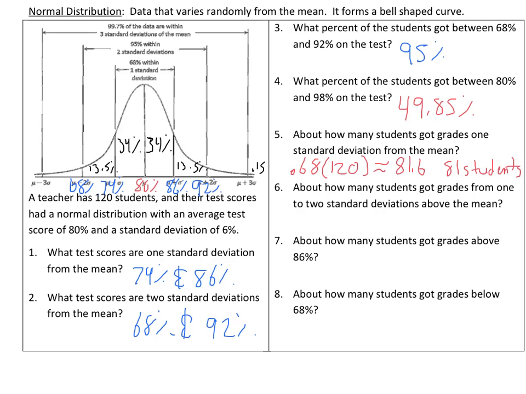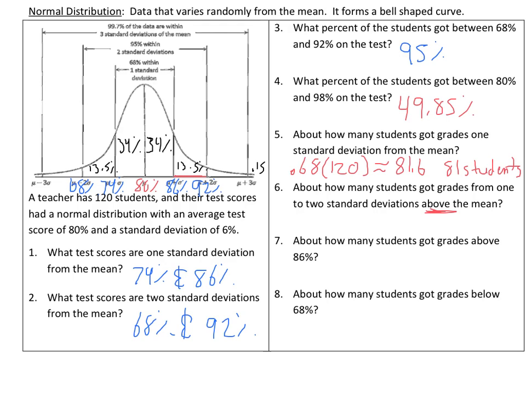Okay, the next question is how many students got grades from one standard deviation to two standard deviations of the mean? Ooh, that's a little trickier. That's not saying within two standard deviations, because within two standard deviations is 95%. But between one standard deviation and two standard deviations above the mean. This is below the mean. This is above the mean.